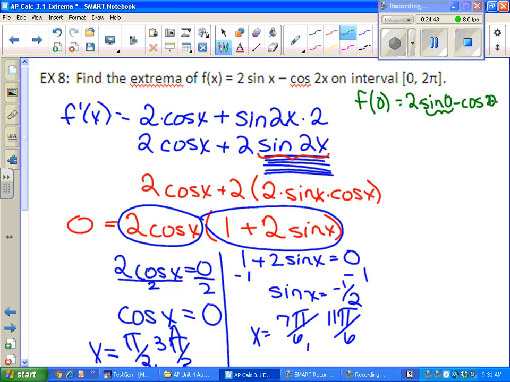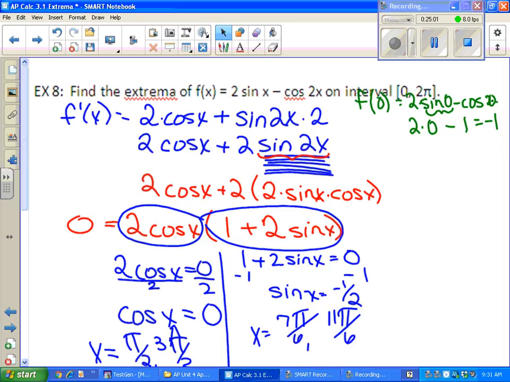Sine of 0 is 0. So it's 2 times 0. Okay, 2 times 0 is 0. What's cosine of 0? 1. So I'm going to end up with 0 minus 1, which is negative 1.